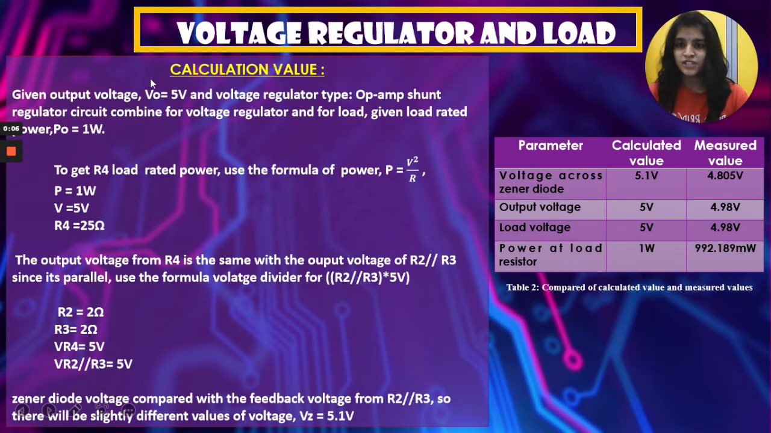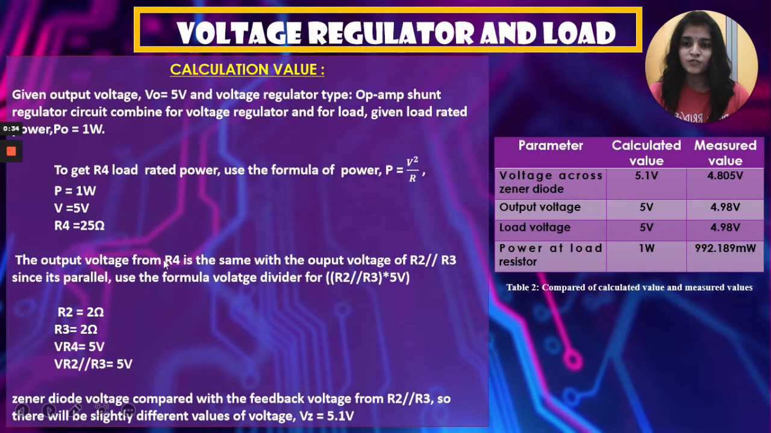For the calculation part, given output voltage V out equals 5 volt and the voltage regulator type is a shunt regulator circuit combined for the voltage regulator, and for the load, given load rated power P out equals 1 watt. To get R4, the load, we need to use the formula of power, which is P equals V squared over R. So P equals 1 watt, V equals 5 volt, and R4 is 25 ohm.